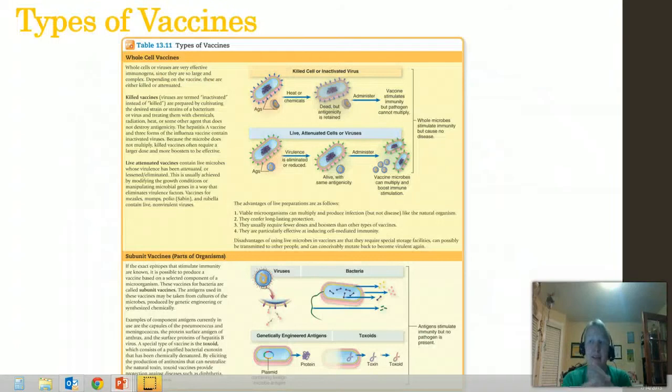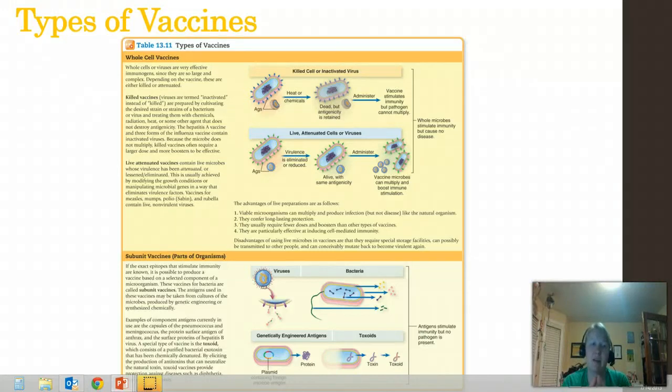So what types of vaccines do we have? We have two main groups. We have whole cell vaccines, where we deliver the entire pathogen to the body, and we have subunit vaccines. We're going to talk about each of these. The whole cell vaccines are kind of the more common vaccine, but I think that you're going to be starting to see a lot more subunit vaccines come on the market in the future.